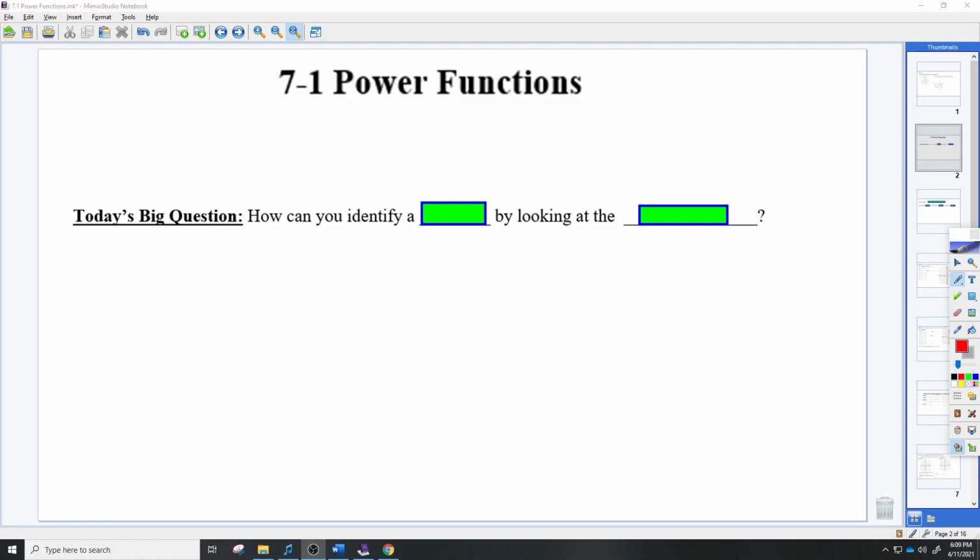We are finally done with Chapter 6, and we're going to move on to Chapter 7. The first section here is going to be called Power Functions. But first, I actually want to go back and look at the warm-up.